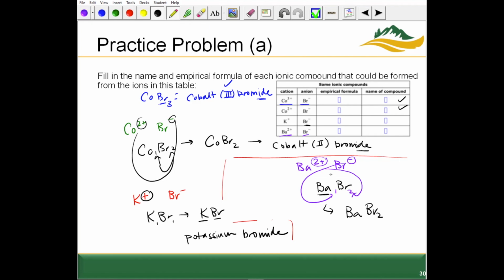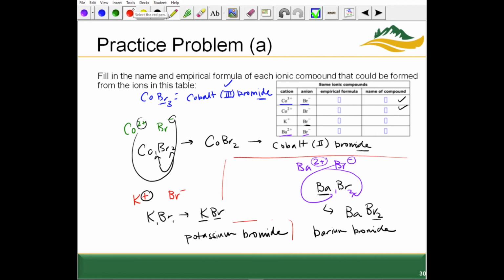Barium is the element's name. We can go ahead and write that out. Again, it can only form one kind of cation, 2+ cations, so we don't write any Roman numerals here. Then we change this ending to bromide.